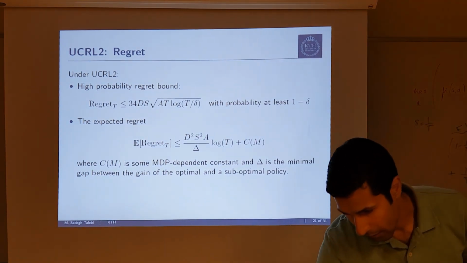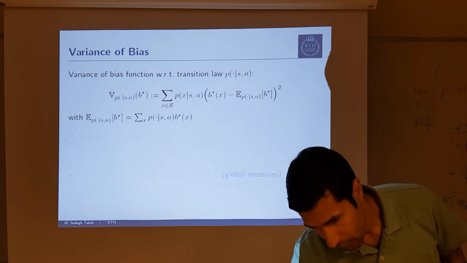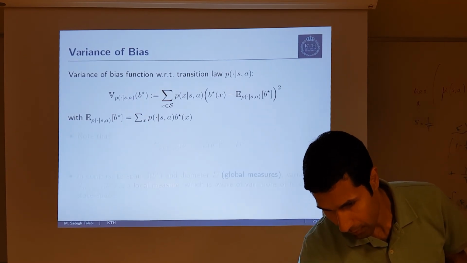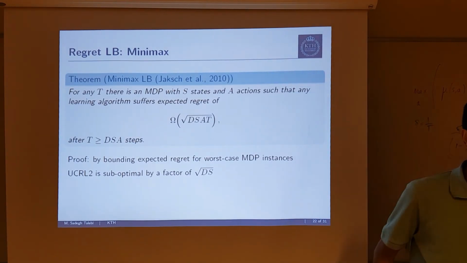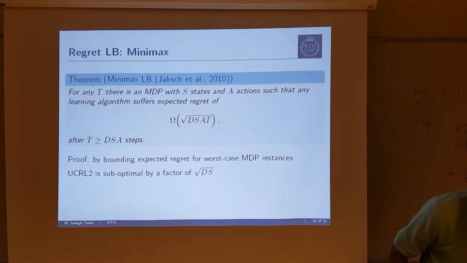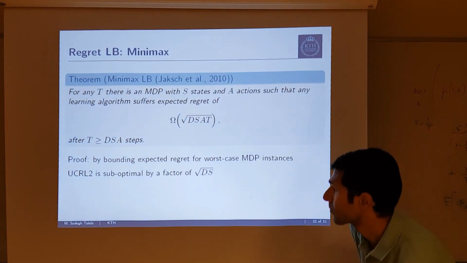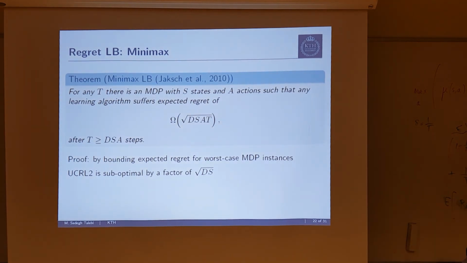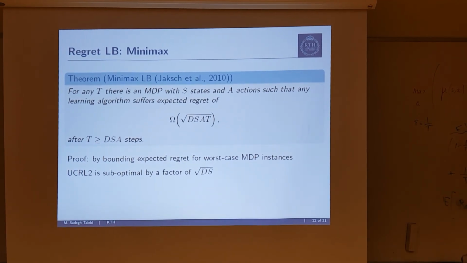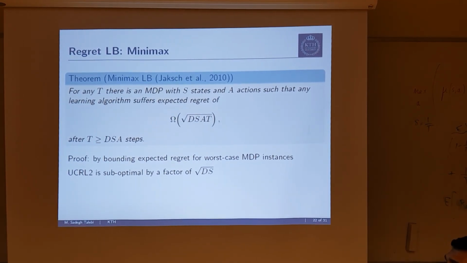Okay, next time we continue with this. One thing: here it says that after t greater than D S A steps. I can imagine the meaning of SA, simply because you need an estimation of P and mu for all S and A, so you need at least SA steps to be able to compute that. Does that make sense?